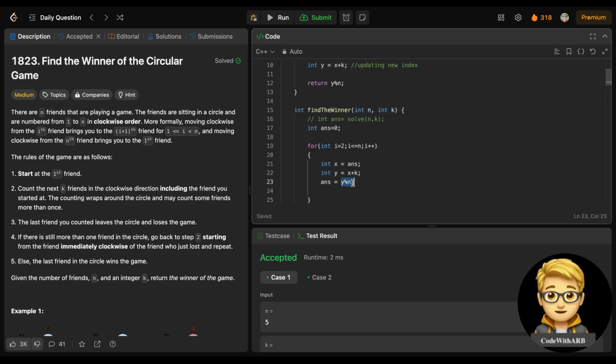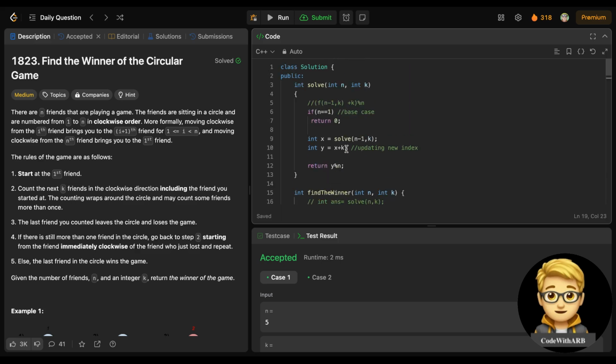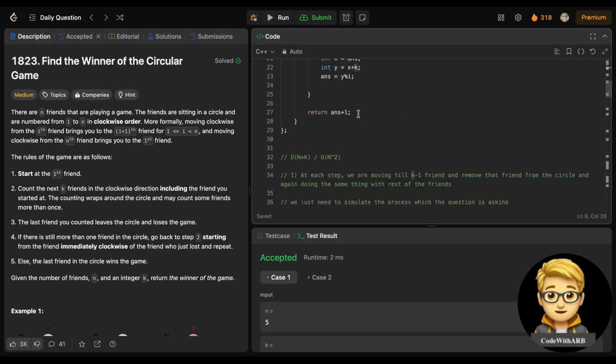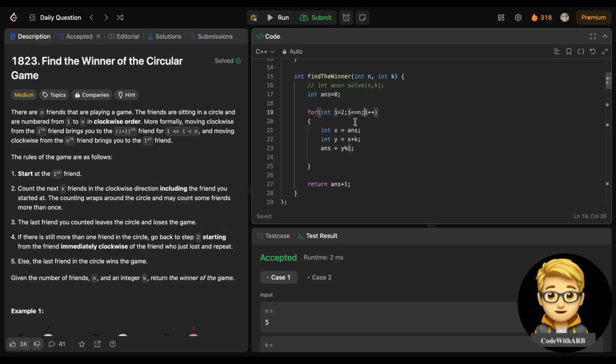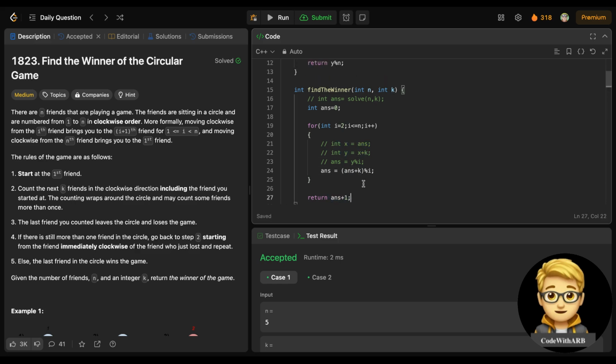This will not be modulus n, this will be modulus i, because n is updating again and again from here. So this i is also updating till the n-th element. So this must be y modulus i. To simplify, you can write it as answer plus k modulus i. This is the same thing. And at last we will return 1 plus answer, which is our answer.